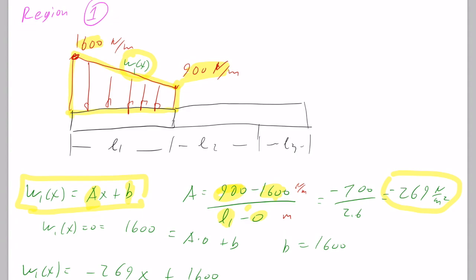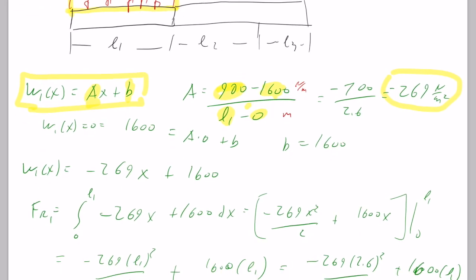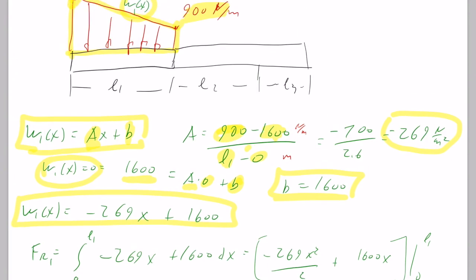Okay, and then we need to find our b value. So we put in W1 when x equals 0 is equal to 1600, which is equal to a times the x value, which is 0 at that point, plus b. And from that, we get b equals 1600. And now here's our equation that describes that trapezoidal load. And as a check, when x equals 0, which would be up here, the load, of course, equals 0.